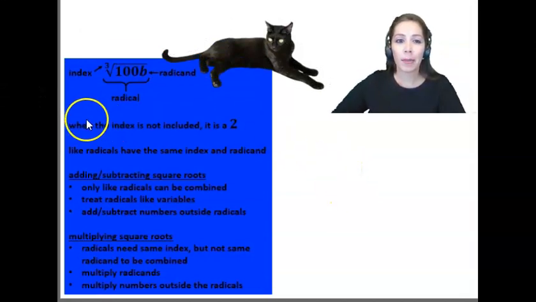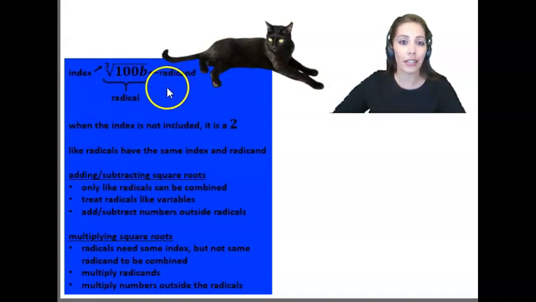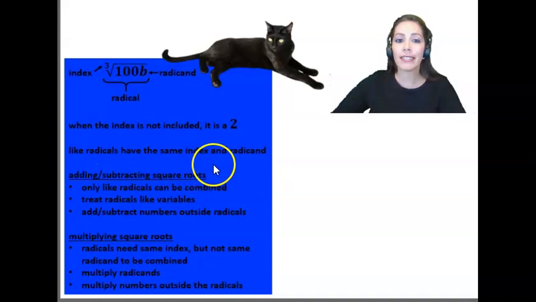When we are talking about square roots, we are talking about the radical. That's everything you see right here. The index is the little number outside of the radical sign, and the radicand is the expression underneath it. When the index is not included, it is always the number 2. Like radicals have the same index and the same radicand. When you are adding or subtracting square roots, only like radicals can be combined. Treat radicals like variables. Add and subtract numbers outside of the radicals.